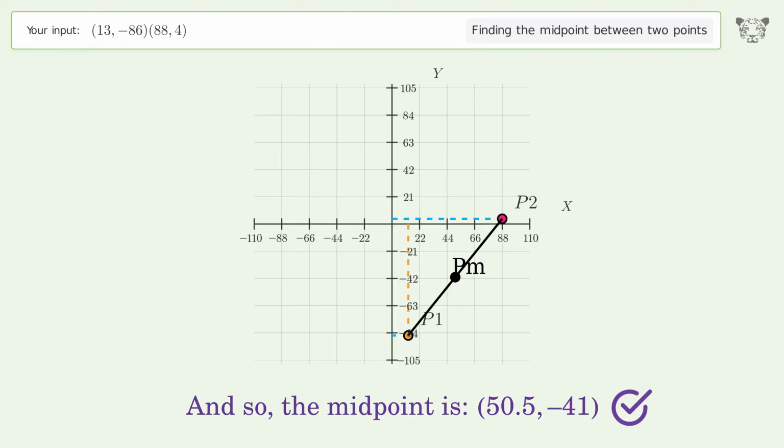Use the y values in the midpoint formula to find the midpoints y. y1 equals negative 86. y2 equals 4. Simplify the arithmetic.